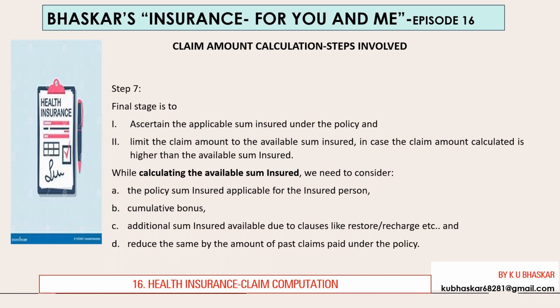The final stage is to ascertain the applicable sum insured under the policy and limit the claim amount to the available sum insured only, in case the claim amount calculated comes higher than the available sum insured. So while calculating the available sum insured, we need to consider the policy sum insured applicable for the insured person, cumulative bonus, additional sum insured available due to clauses like restore, recharge, etc., and reduce the same by the amount of past claims paid under the policy.